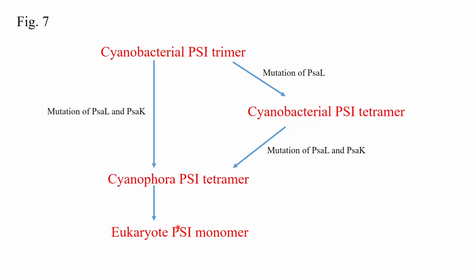About eukaryotic PS1 monomer, once the Cyanophora PS1 tetramer is dissociated into a PS1 monomer, then the Cyanophora PS1 monomer binds to other small subunits of PS1 and LHC subunits. So finally, the eukaryotic type of PS1-LHCI supercomplex is formed. This is a PS1 monomer.